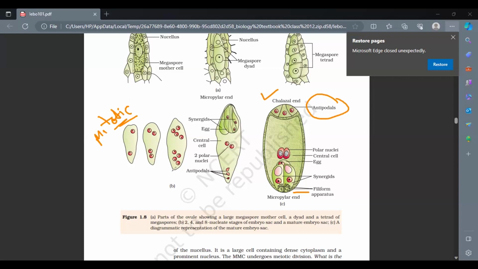Now what happens after that is that this is a multinucleated structure. This is the nucleus inside. Now, what happens once they divide? How many nuclei are there? 1, 2, 3, 4, 5, 6, 7, 8 nuclei. Now, they take their positions.